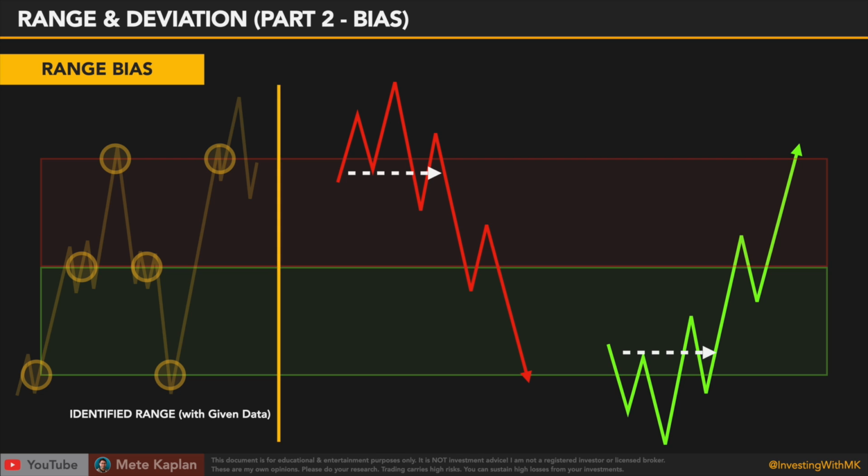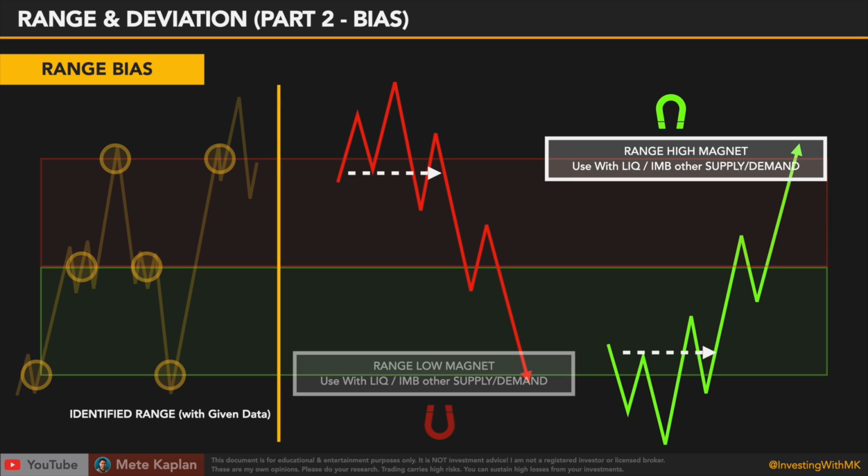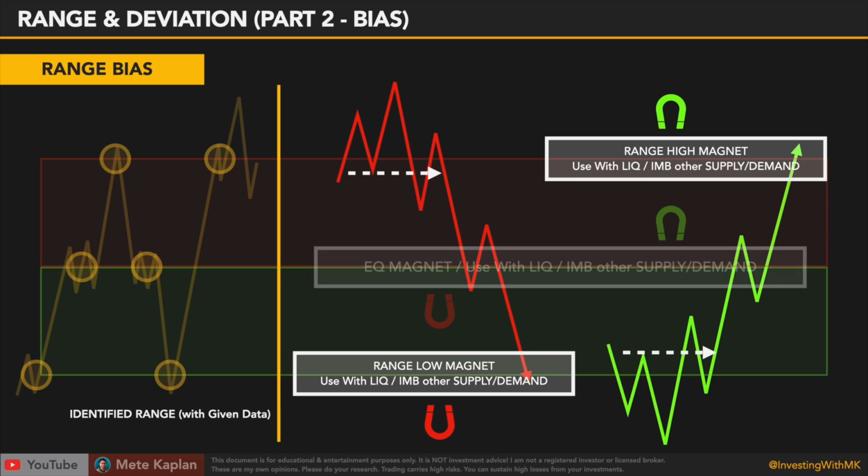Now, with the help of forming liquidity and imbalance zones, range high and range low will be natural price magnets. They will pull the price to themselves. Another very natural magnet area will be the EQ. Price will always be drawn to the EQ point and rejected or rest in the EQ for a while. These three zones are very critical price levels and have an essential part in our trading setups.